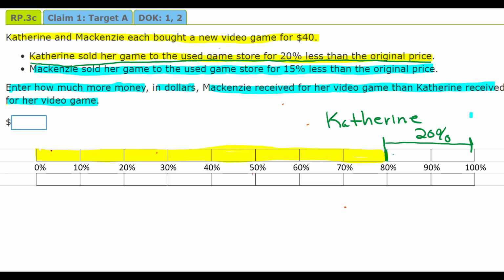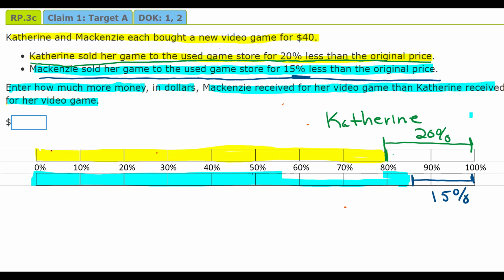Now let's take a look at Mackenzie, because Mackenzie sold her game to the used game store for 15% less than the original price. So for Mackenzie, Mackenzie got this less right here. This is 15% less. And so what Mackenzie actually received was this amount of money.